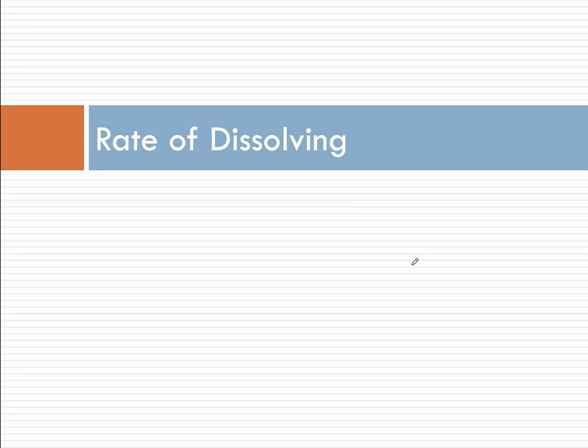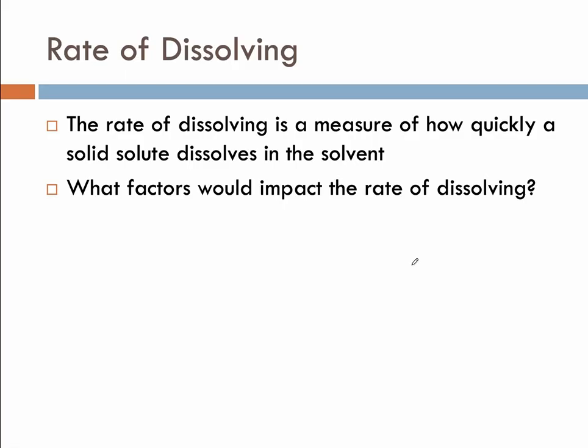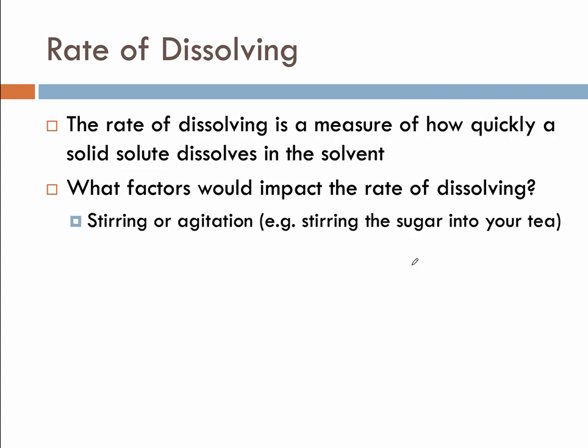Last point is just on the rates of dissolving. So this is thinking about how you dissolve one solid into a liquid solvent. So this is what we're doing a lot of the time with dissolving. Maybe you're dissolving sugar in water or salt in water, any sort of solid solute into a liquid solvent. There's really three things you have to worry about to impact the rate of dissolving. The first is stirring or agitation.